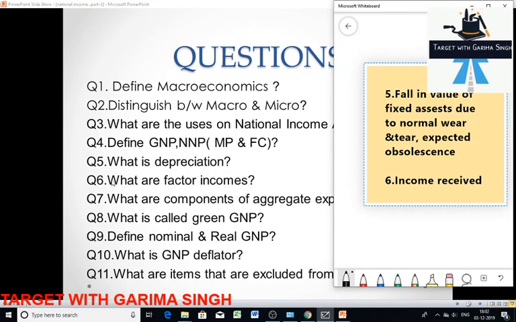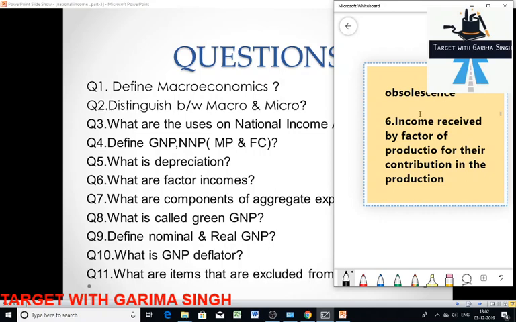Now we move on to the sixth question. What are factor incomes? Here its answer is written. Factor incomes are incomes received by factors of production for their contribution in the production process.